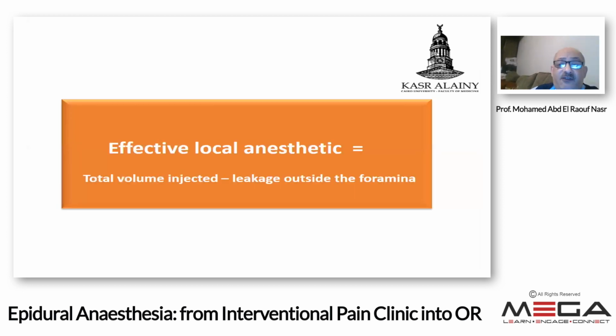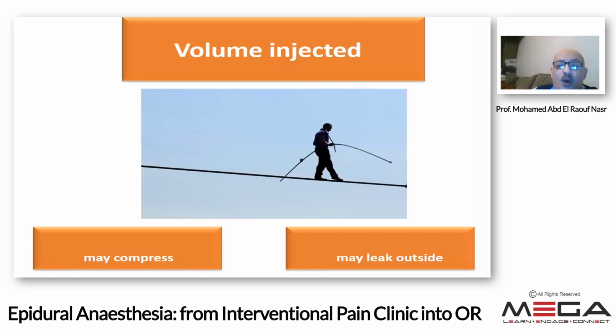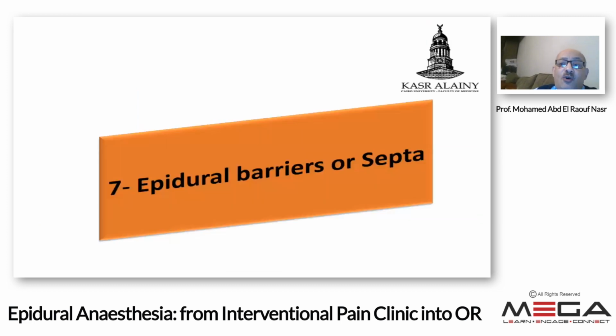So the effective volume of local anesthetic is the total amount injected minus the amount leaked. So we are in a mess. Are we going to inject big volumes, leading to perivascular compression, or smaller volumes? We don't know what to do, because we are in a mess, compressing the vessels or leaking outside. So failure rate and patchy distribution can never be avoided, even with the most experienced person.